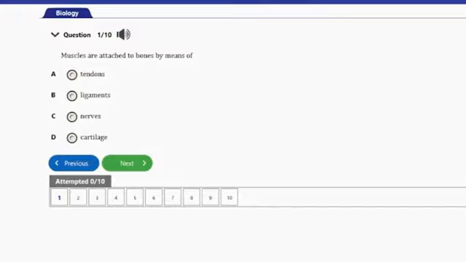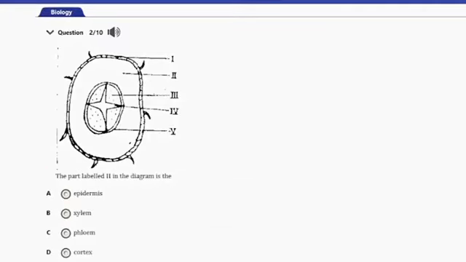It says, muscles are attached to bones by means of A. Tendons, B. Ligaments, C. Nerves, D. Cartilage. So guys, the tendons help to attach muscles to bones, and that's the answer to this question, option A. So let's go ahead and consider the next question, guys. That's question number 2 here.